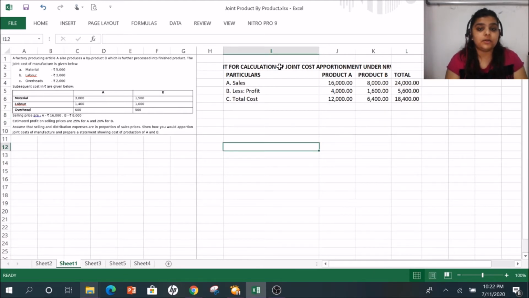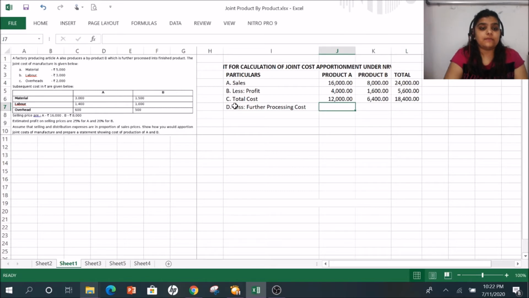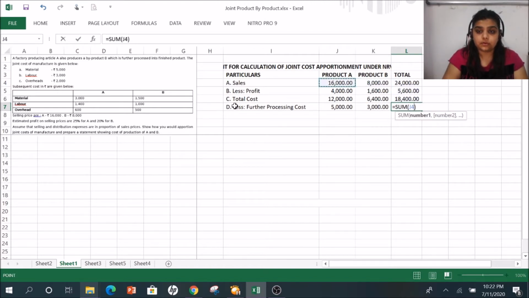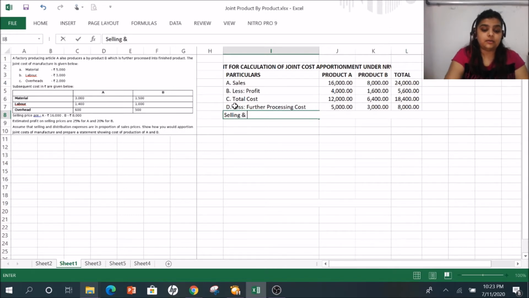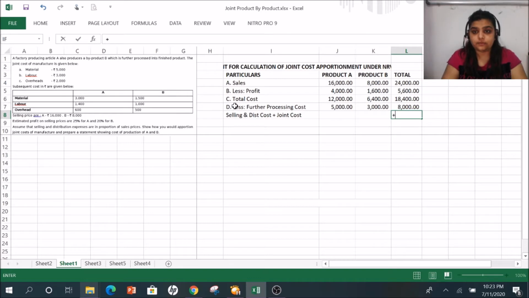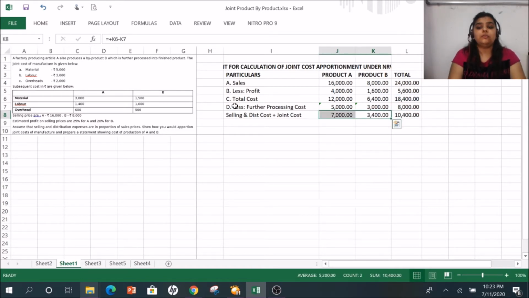Now out of this 18,400, we know that this is our further processing cost. So let me first remove the further processing cost from here. That is 3,000 plus 1,400 plus 600, and here it would be 1,500 plus 1,000 plus 500, and the total being 8,000. So after further processing, what cost remains is the selling and distribution cost and our joint cost, which is not yet apportioned. That would be 12,000 minus 5,000 and 6,400 minus 3,000, 18,000 minus 8,000. If you see, this is equal to 10,400.